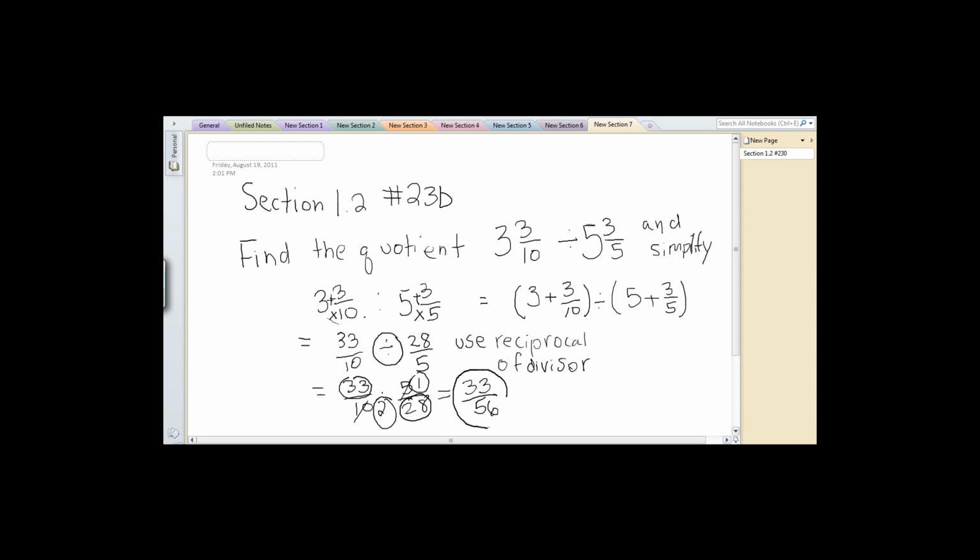And that is our answer right here, because there are no numbers in common, no factors in common between the 33 and the 56. And if you're not sure, you can think to yourself, well, 33 is 3 times 11, and 56, well, that's 2 times 2 times 2 times 7. Oh, there's nothing in common. So I know that I could have stopped at 33 over 56. And if you weren't sure, you could write out the prime factorization to double check your own work.